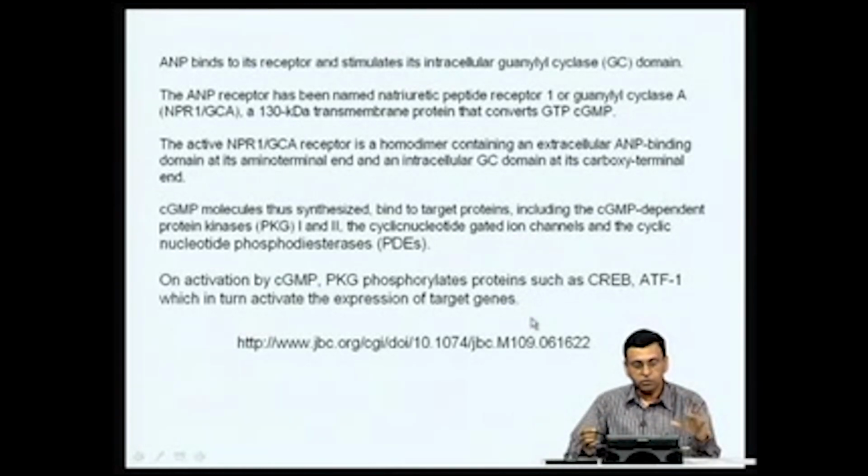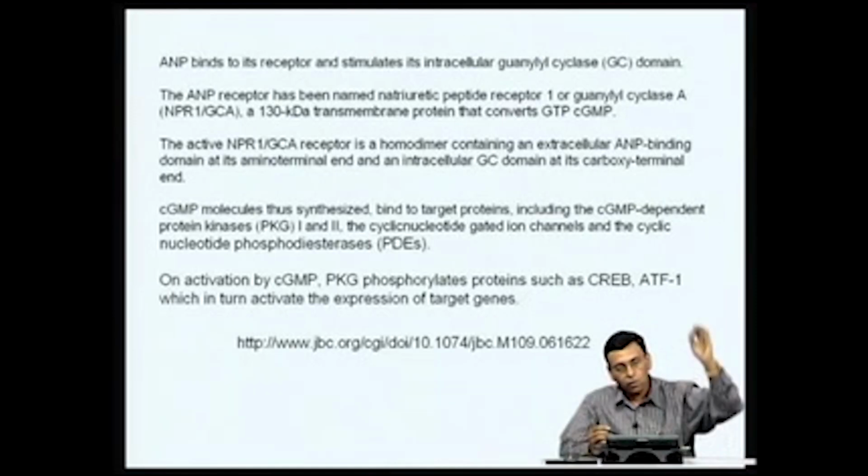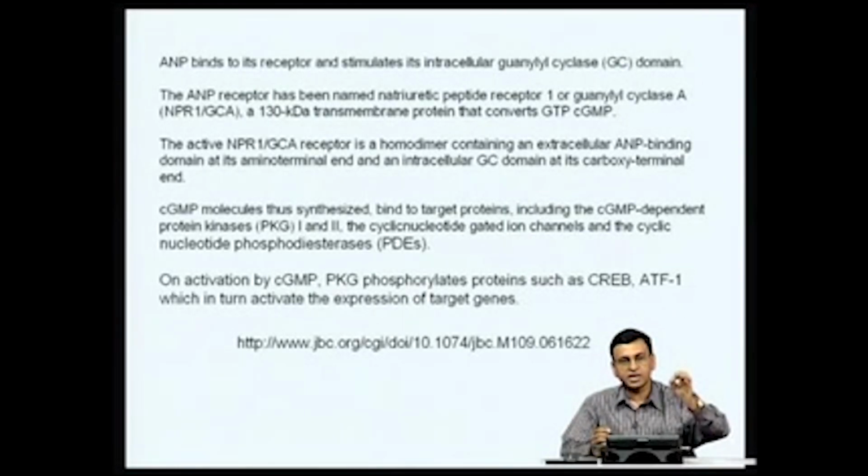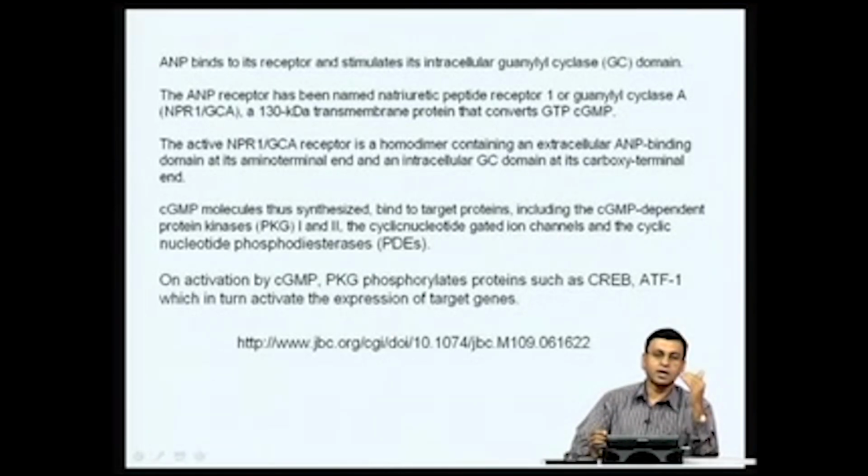target genes. So, this is basically the mechanism by which, when molecules like ANP bind to the receptor, which are nothing but guanylate cyclases with intrinsic guanylate cyclase activity, binding of this hormone to this receptor activates their guanylate cyclase activity, resulting in the synthesis of cyclic GMP, which then activates specific kinases, influences ion channels as well as specific phosphodiesterases.